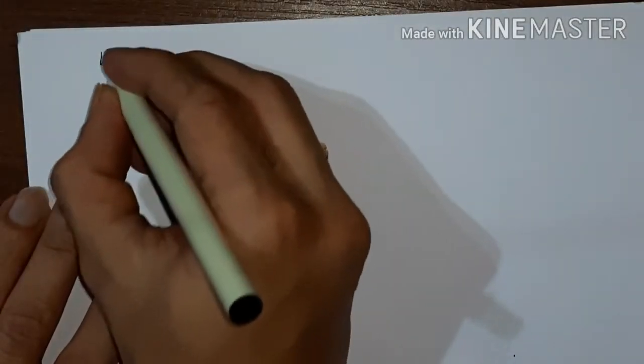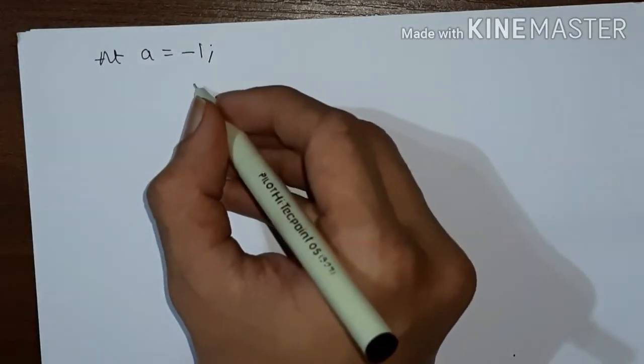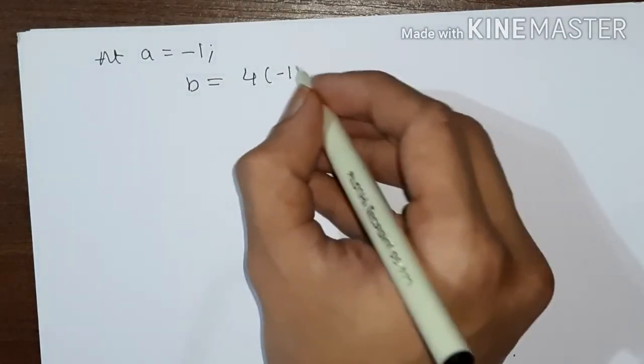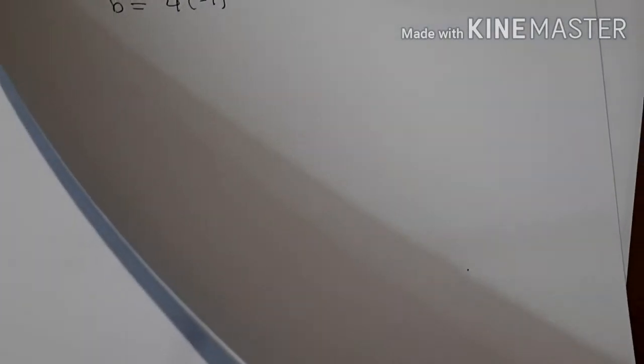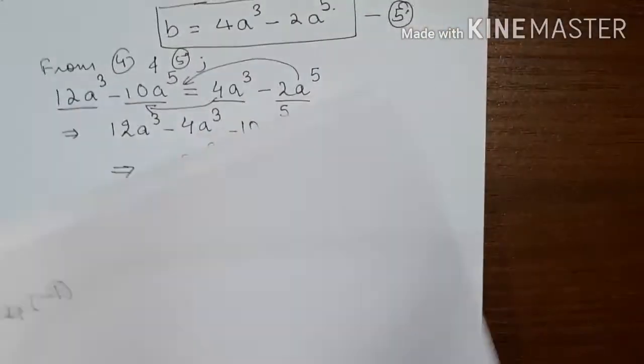Now the third value of b we have to find out. So the third value of b is at a equal to minus 1. So b is equal to 4 times 1 cube, because the function you have to look at. Yes, not the function, the definition of b. So that is this, here.